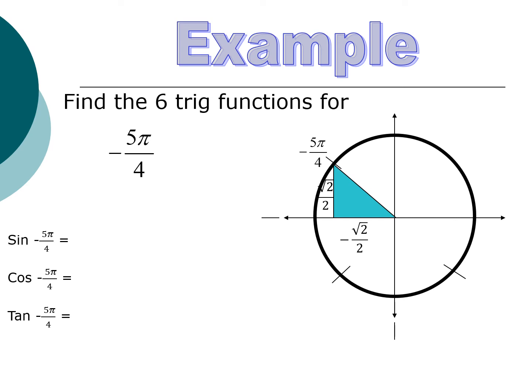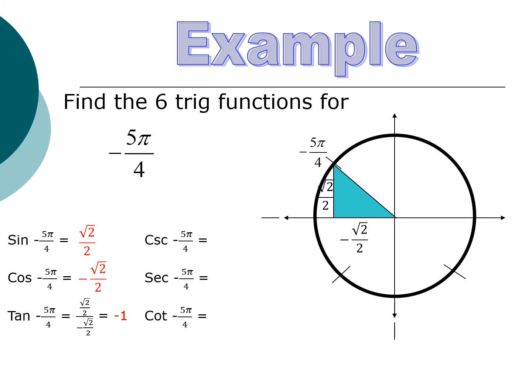Sine is opposite side. That is radical 2 over 2. Cosine is the adjacent, the negative radical 2 over 2. And then tangent is opposite over adjacent, which turns out to be just negative 1.